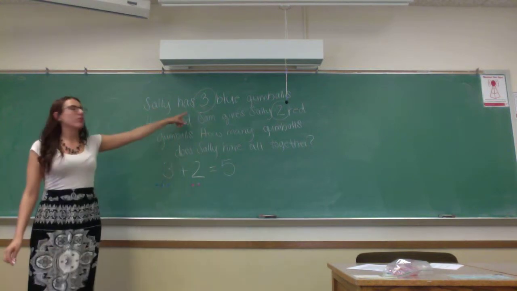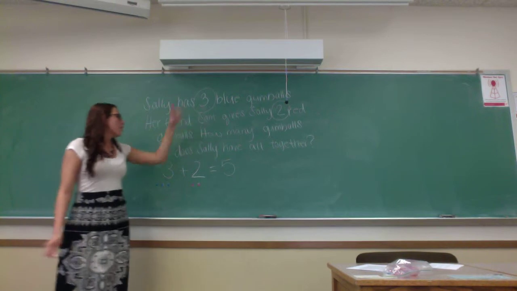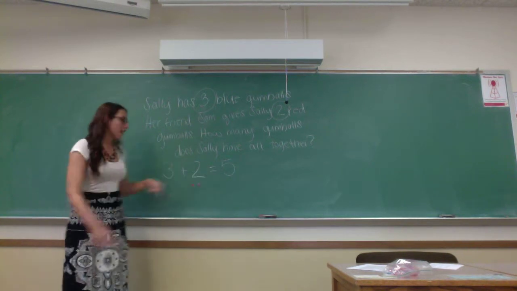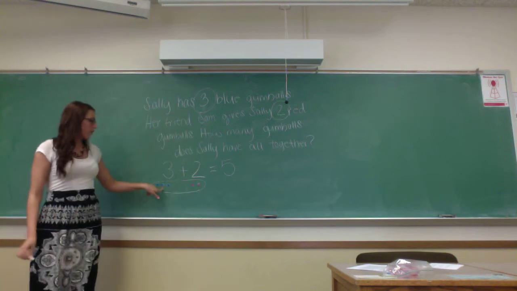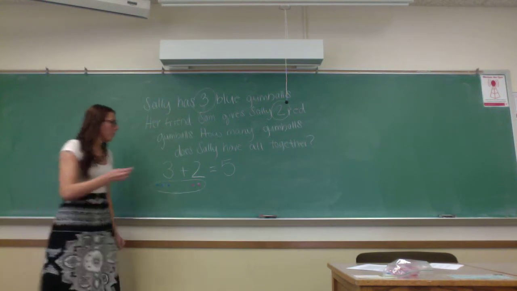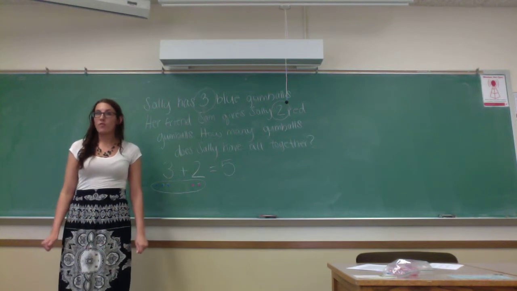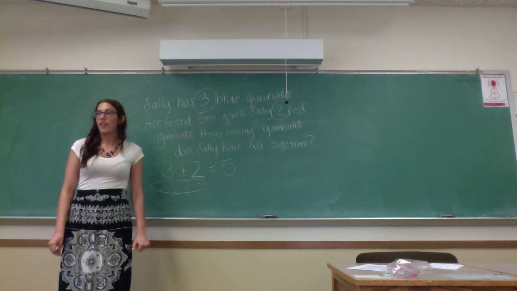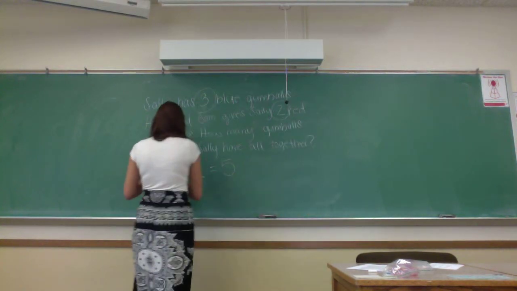So Sally's 3 blue gumballs plus the 2 red gumballs that she gets from Sam, she now has 5 gumballs altogether, and we can see that with our manipulative chips that we used right here. We have our 3 blue and then the 2 red. So does anybody have any questions? Are we ready to move on and work together on some more? All right. So I'm going to take these ones down.